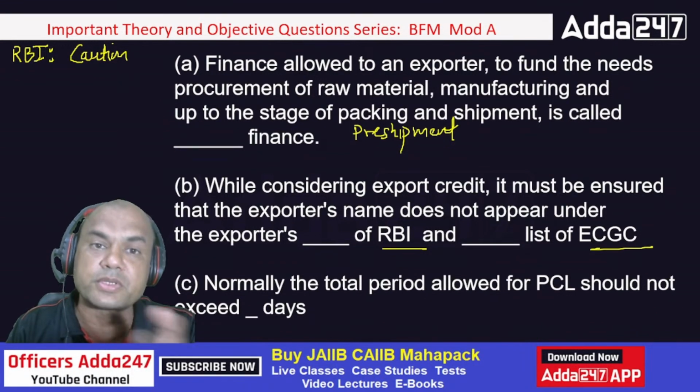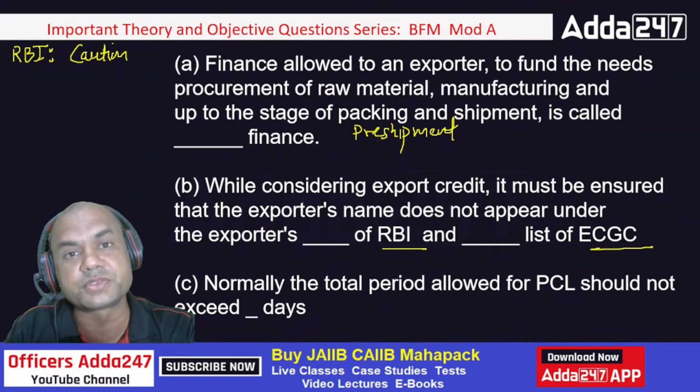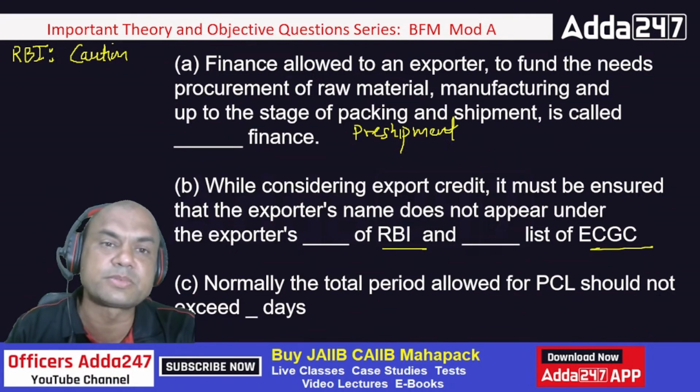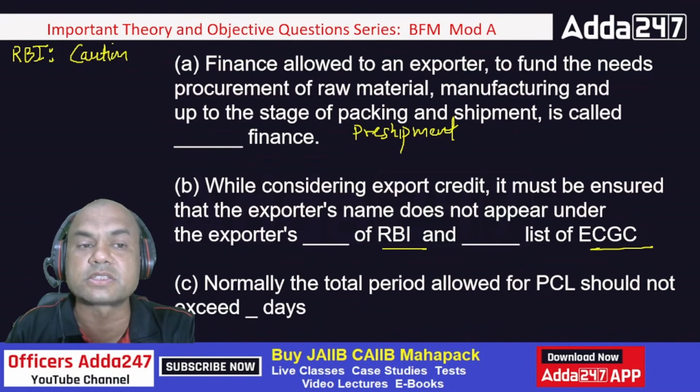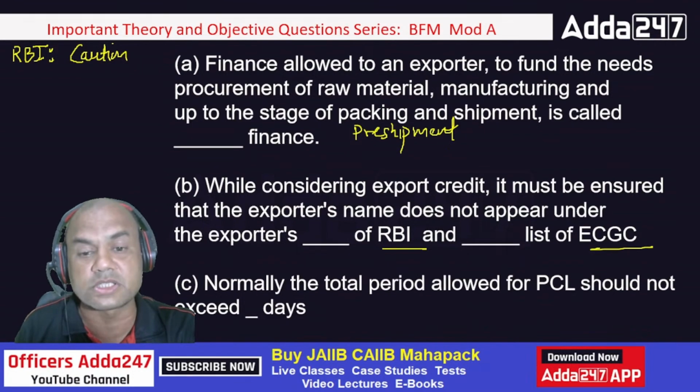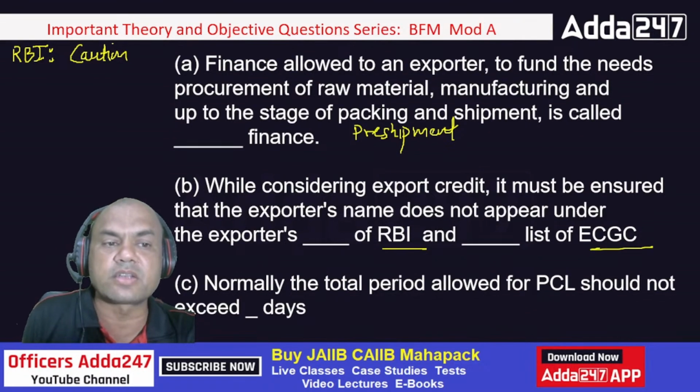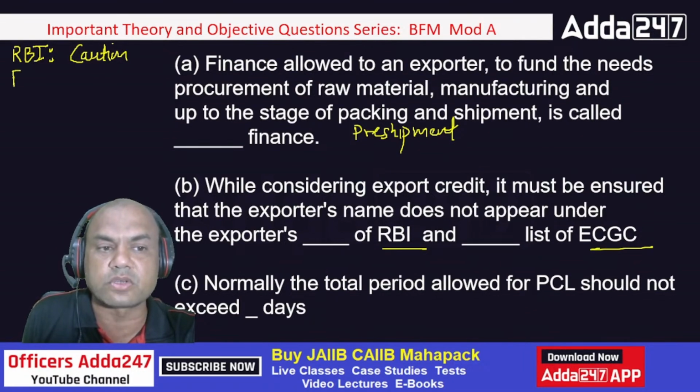Or for imports, bill of entry is not produced. So what does this mean? This means the customer is not trustworthy. So that's why RBI has a caution list over here. But what does ECGC have? ECGC, remember, has two lists. Always remember. This is something new which I am telling you.